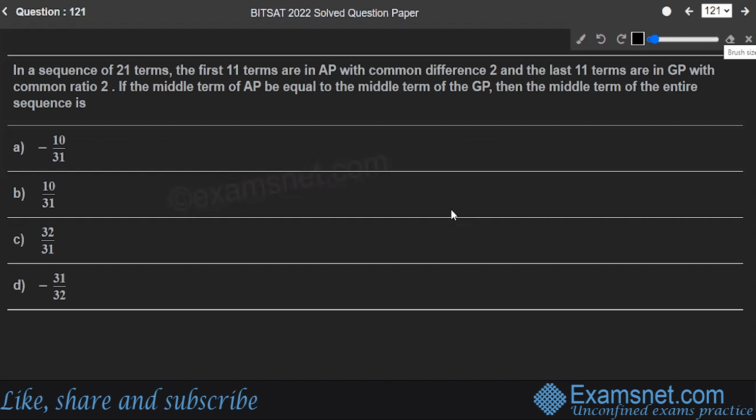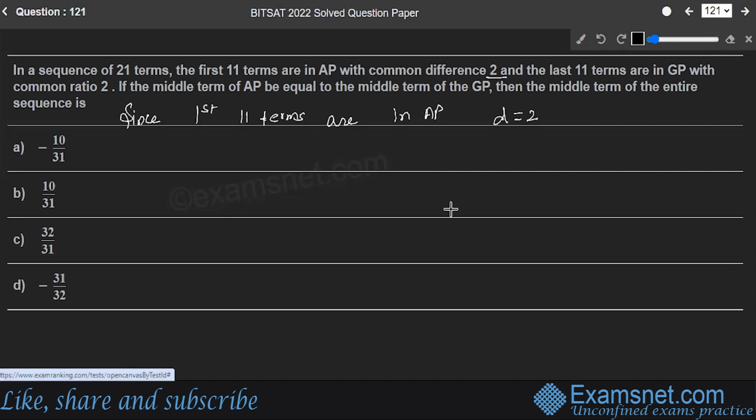Okay, see, since the first 11 terms are in AP, and you are given that common difference is 2, and the last 11... wait, before writing the last one, I would talk about the middle term. Wait.